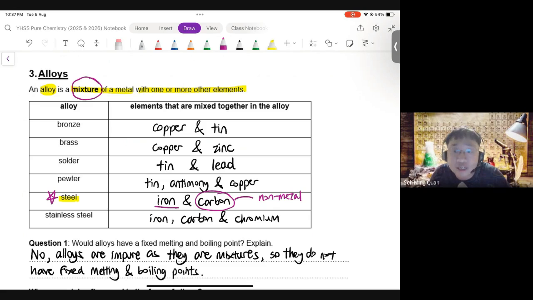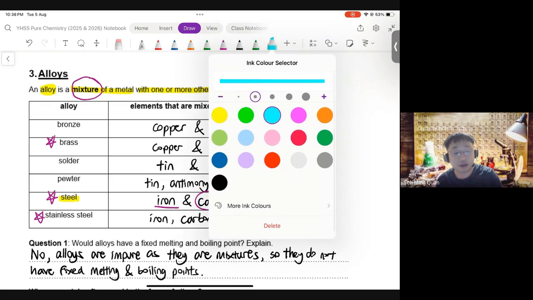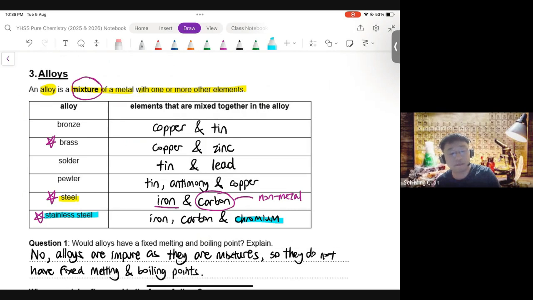You are just physically mixing the two elements together. There is no bonding between the two elements. There's no new chemical compound formed. So steel is just a mixture of iron and carbon. They're simply physically mixed together. Okay, now other common alloys, bronze is copper and tin mixed together. Brass is another common one to learn, copper and zinc. Okay, now the last one to learn is stainless steel. Now, stainless steel is particularly important because stainless steel contains chromium.